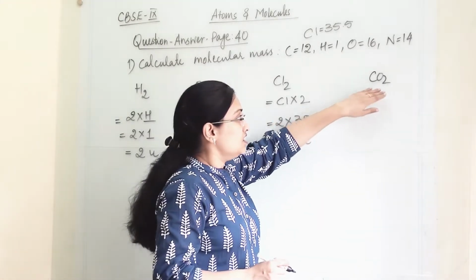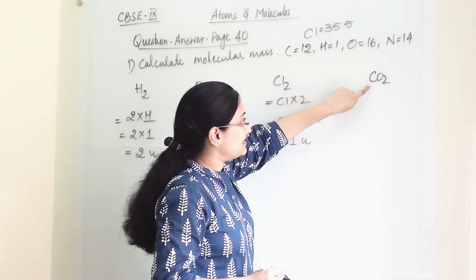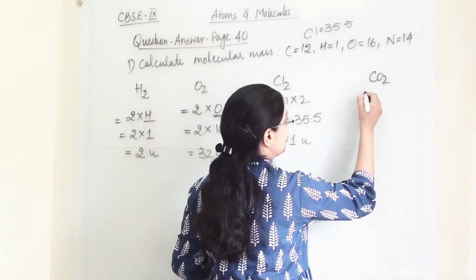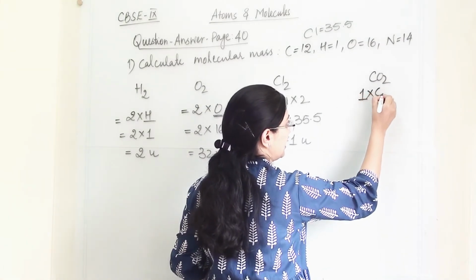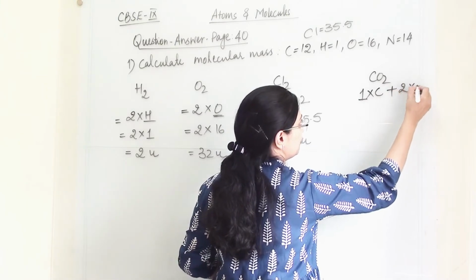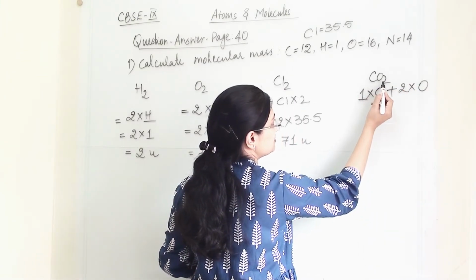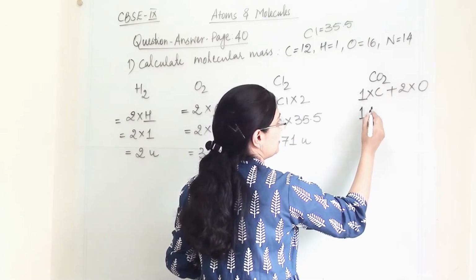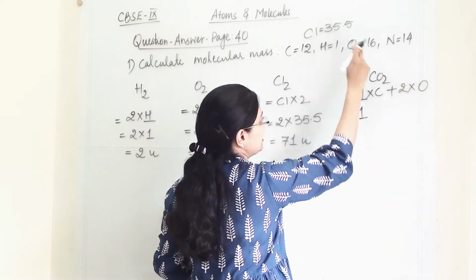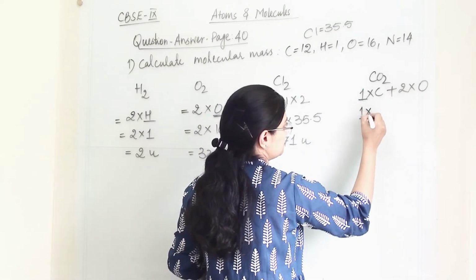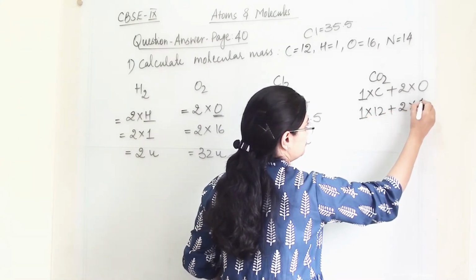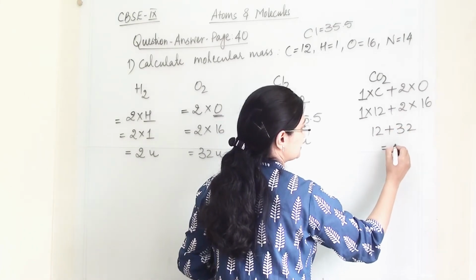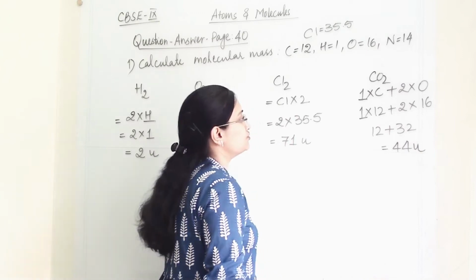Here, looking at this, we will find that there are 2 different atoms. One is carbon, one is oxygen. So we will write like this: 1 atom of carbon and 2 atoms of oxygen, because 1 carbon is present in this and 2 oxygen are present in this carbon dioxide. Now in place of carbon and oxygen we will write their atomic mass. So this is 12 plus 2 into 16. So it is 12 plus 32 and the answer is 44 units.